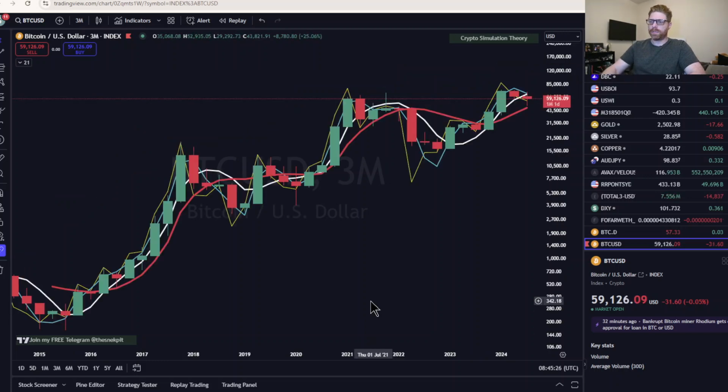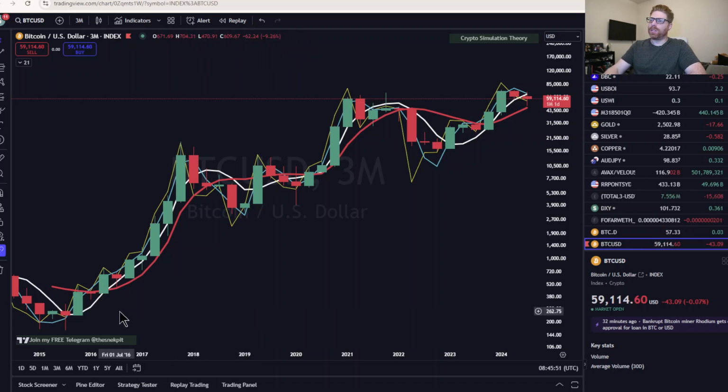So I've put some Hull moving averages on the chart. Again, these are not exponential or simple moving averages, but HMAs, Hull moving averages, on the chart for quarterly Bitcoin. And I'll explain them to you. The yellow one represents the 9-month HMA. The blue is the 15-month HMA. The white is the 30-month HMA, and the red is the 60-month HMA.